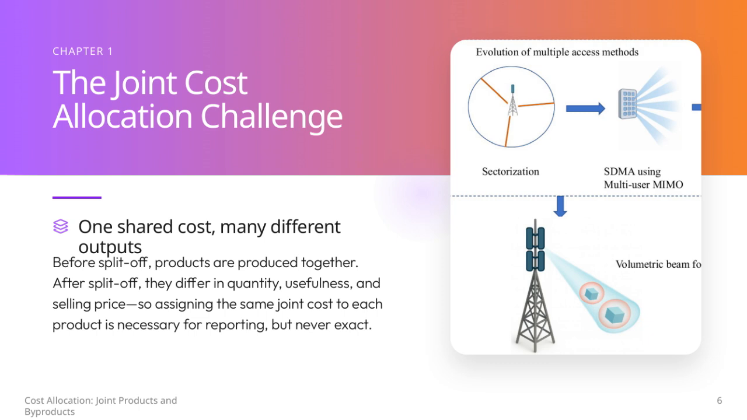This makes it necessary to assign the same joint cost to each product for reporting purposes, even though this allocation is never perfect. Understanding this concept is key because it affects how we value each product and make decisions based on cost information. This chapter dives into the complexities of cost allocation between joint products and byproducts.